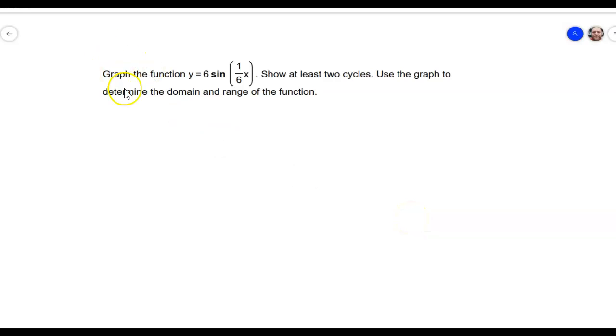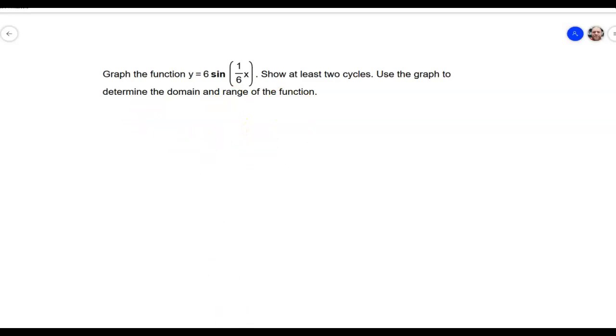Beckstrom, and today I want to take a look at an example in section 6.4. It says graph the function y is equal to 6 sine of 1/6 x. Show at least 2 cycles and use the graph to determine the domain and the range of the function.